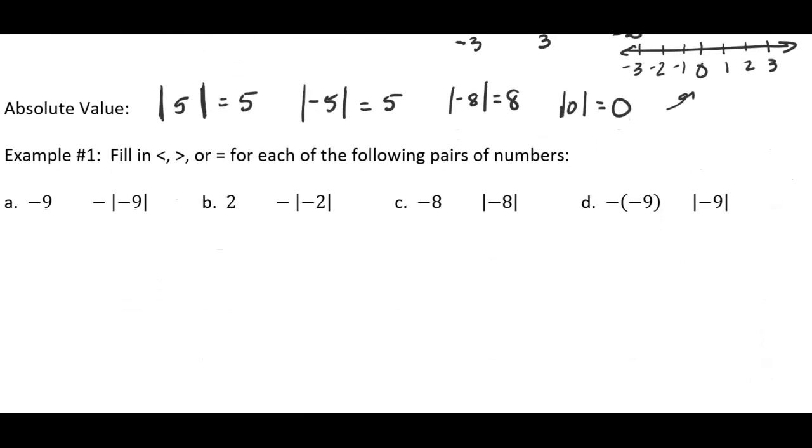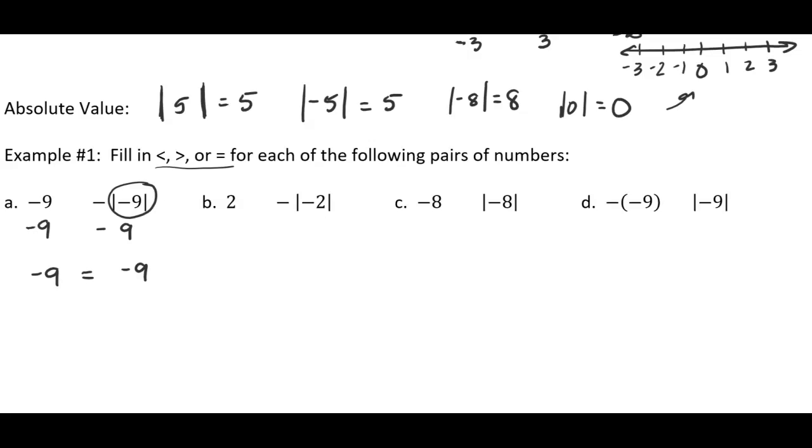They want us to fill in a less than, greater than, or equal sign for each of the following pairs of numbers. And I believe there are blanks on your worksheet, but not here, so we'll fill in the blank though. So on the left, we have a negative 9. That's just what it is. And on the right, we have the opposite of the absolute value of negative 9. So what's the absolute value of negative 9? That's just 9. But then we want the opposite of that, which is negative 9. So I've got a negative 9 on the left. I've got a negative 9 on the right. Well, those are equal to each other, so we'll use the equal sign there.